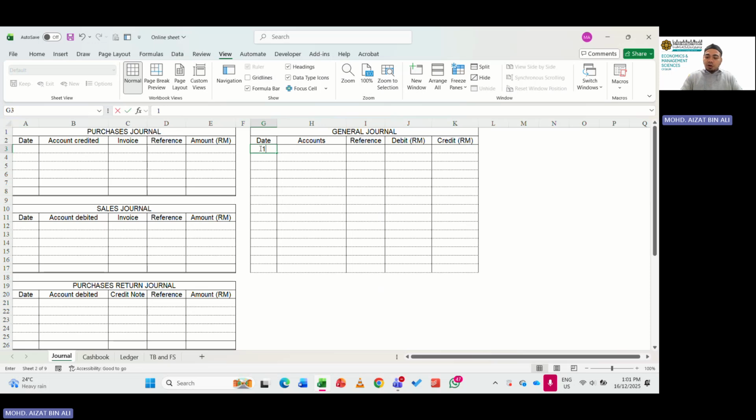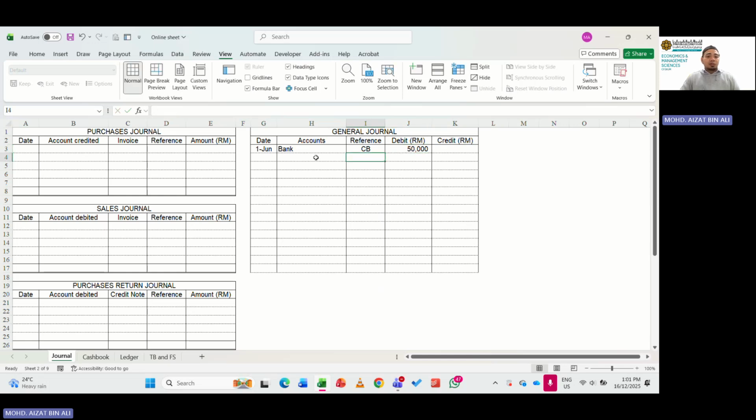Firstly, let's record the date properly, June 1st. Here what we have is the bank. Number 1 is bank. Reference is where can we find the bank account later? In this case, the reference would be CB, which stands for cash book. The amount is 50,000 ringgit debit. Why debit? Because bank is an asset.